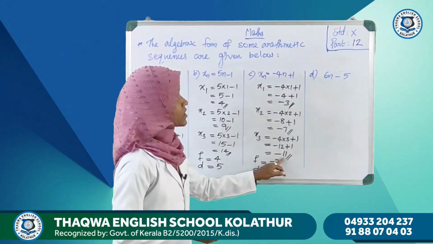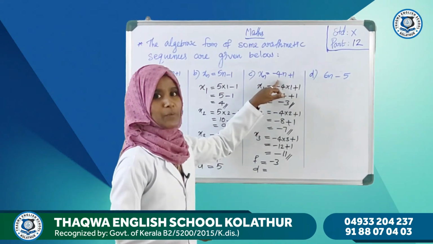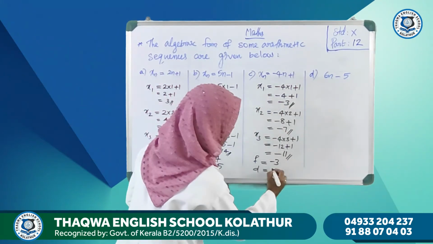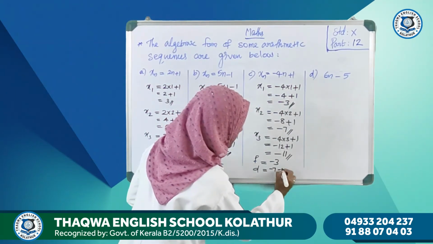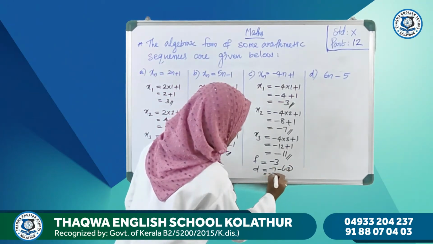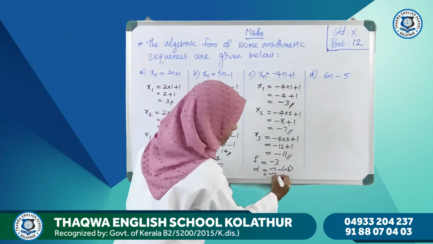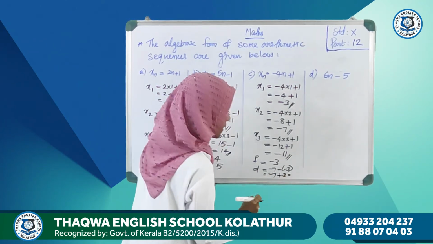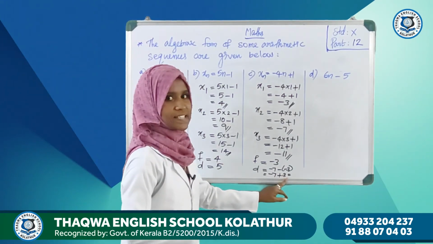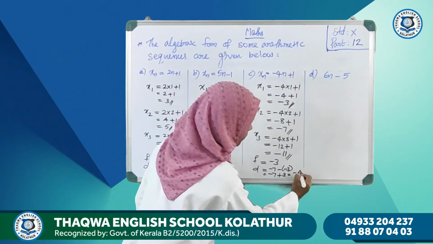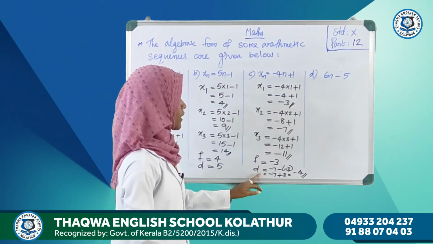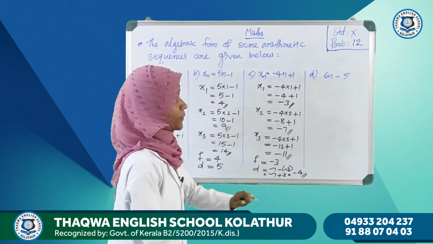These are the terms. So what is the common difference of this sequence, minus 4n plus 1? Okay. Minus 7 minus of minus 3. Minus of minus 3 is plus 3. That is minus 7 plus 3. Minus 7 plus 3 is minus 4. So first term is minus 3 and common difference is minus 4.